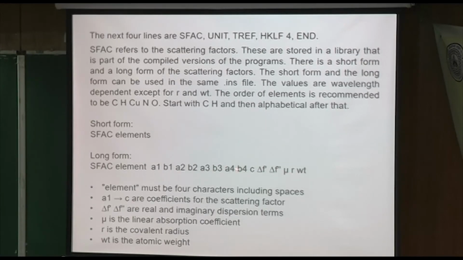So these are all the scattering factor coefficients up through here. But then you have the real and the imaginary part of the structure factor, and mu, the linear absorption correction, and R, the covalent radius, and weight, the atomic weight of that element. Sometimes you want to change R, and this is one way you could change R. Like if you have a copper complex with very long axial bonds, you might want to change R to make sure that that gets connected up. That's one way. There's other ways of doing that. But once you've changed it, then it's going to be fixed for the whole structure.